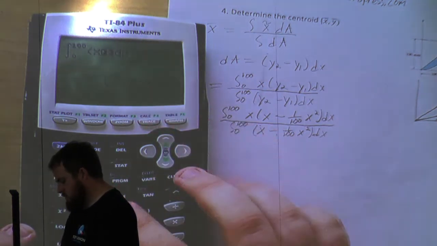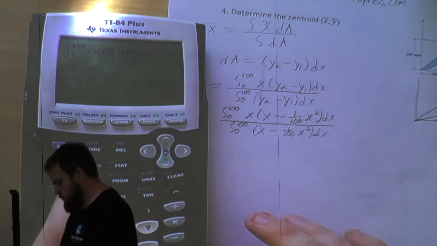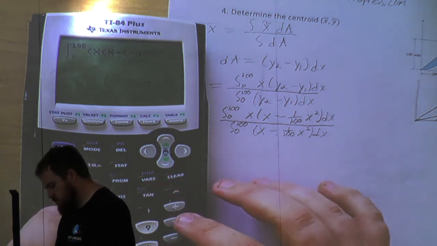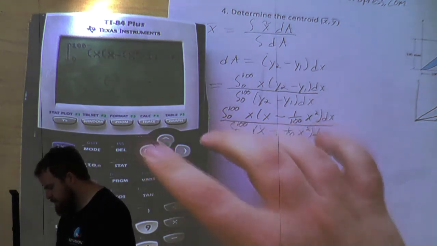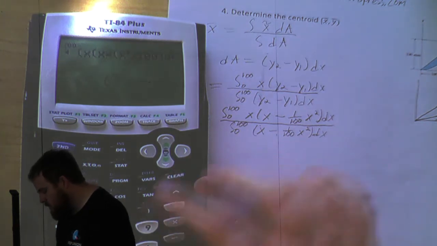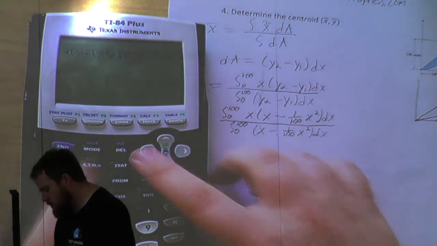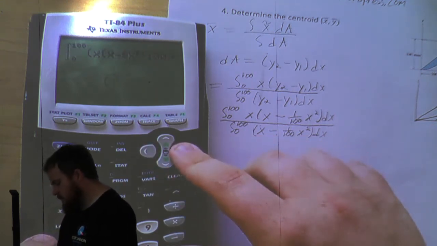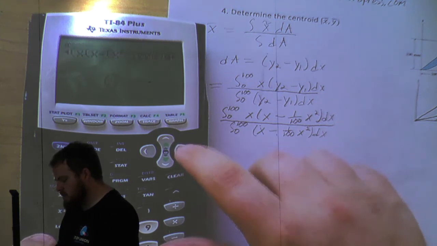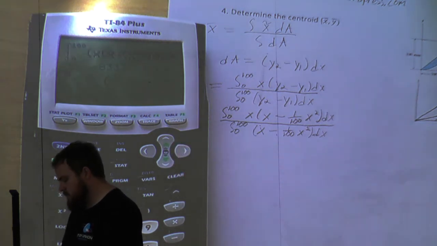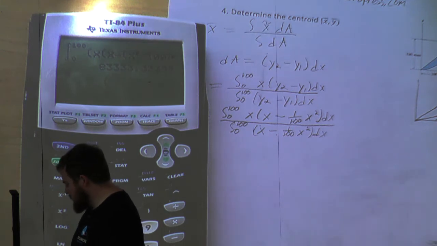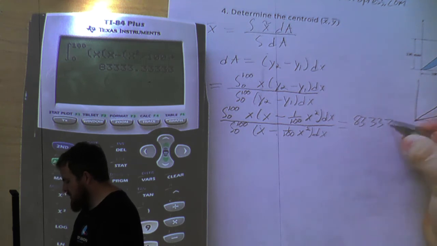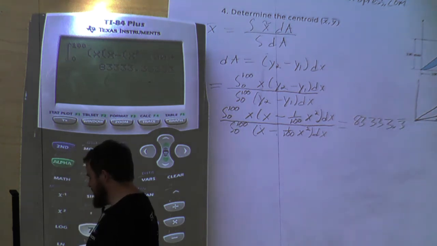So this would be x minus, this would be x squared over 100. Okay, and then just make sure the parentheses match up. So I have 1, 2, 3, and then I have 1, 2, 3. Okay, and then this, just put in an x for dx, then compute. So that gives us our top integral is 8333.3. Okay?